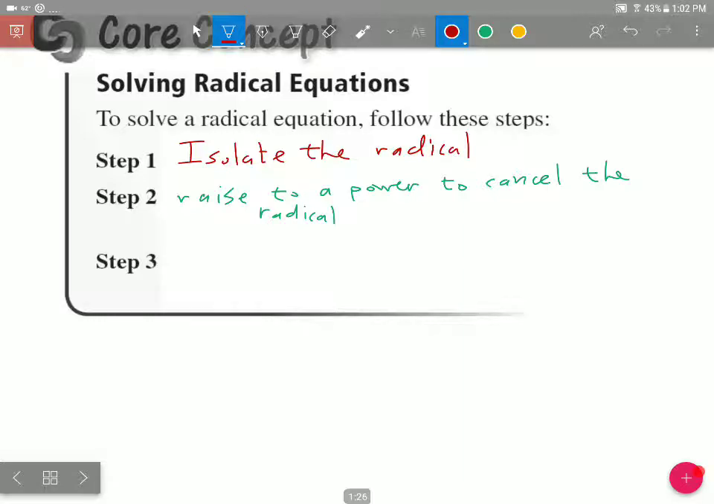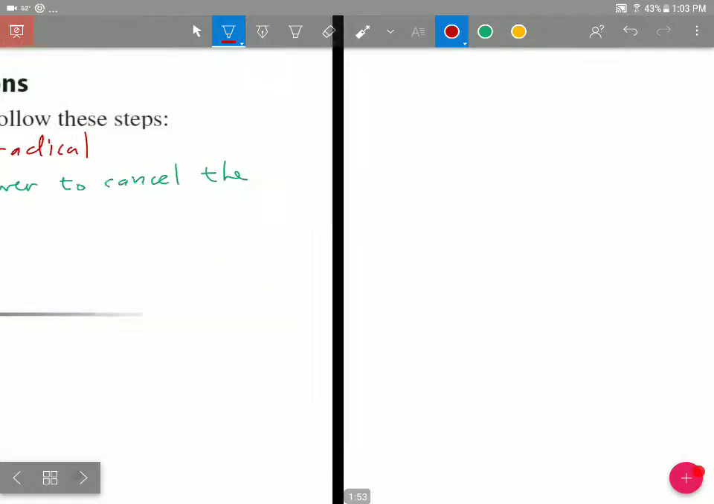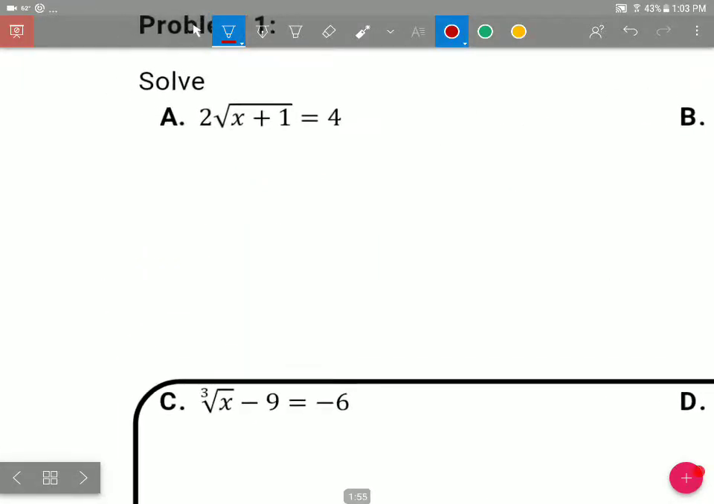So step 3, solve. Step 3 is to solve, which once you get to that point, it should be self-explanatory as to what to do. Okay? So basically that's what we're going to be doing today. We're going to be isolating radicals, raising it to a power, solving. That's pretty much the entire section. Okay? So here we go. All right, so turn the page. Let's go. First things first, letter A.